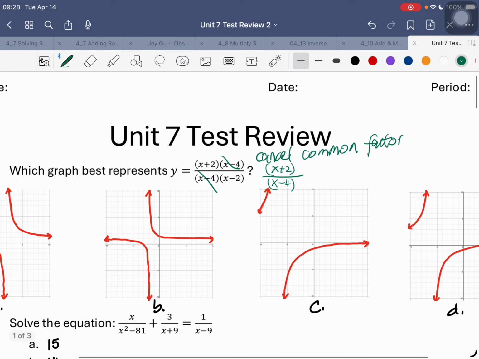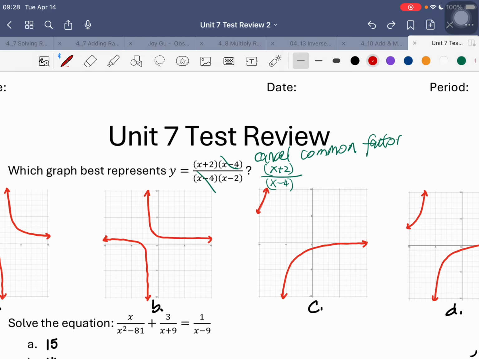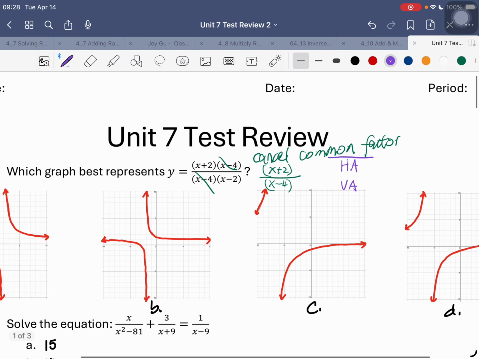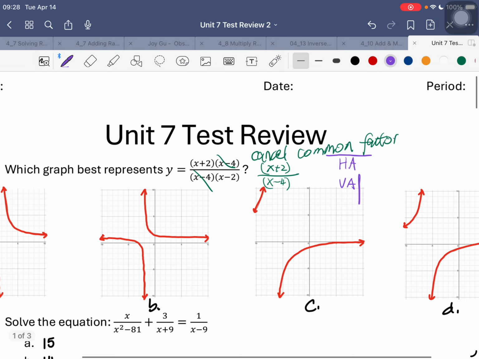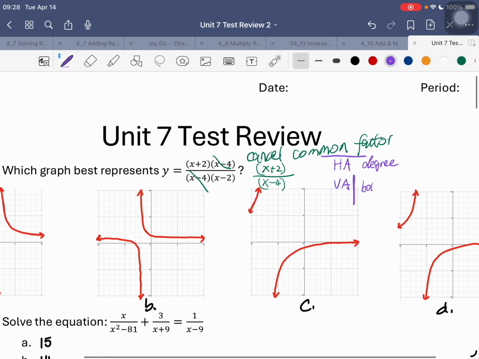To find the graph, we always need to find the horizontal asymptote and vertical asymptote. Horizontal asymptote is the horizontal line the graph cannot touch. It's from left to right. Vertical asymptote is a vertical line from up and down the graph cannot touch. For the horizontal line, you need to look at the degree. For the vertical asymptote, you're looking at the bottom, where it could be 0, because your rational should not be 0 on the bottom.